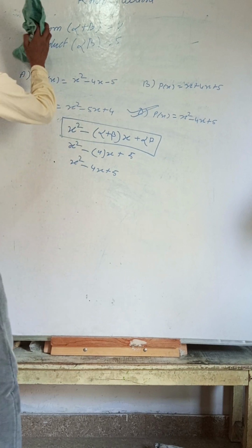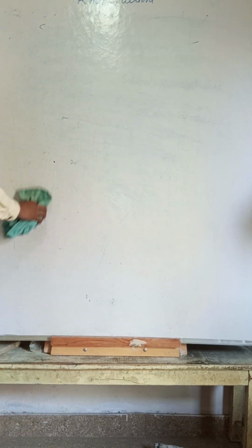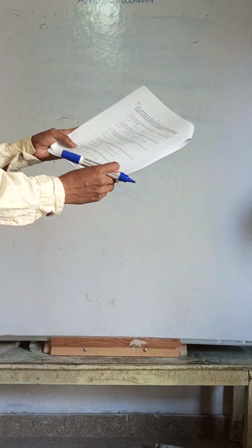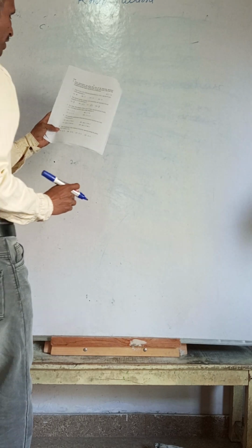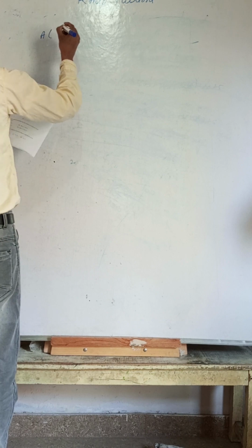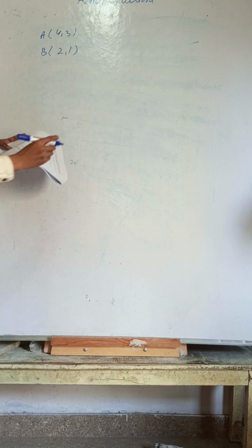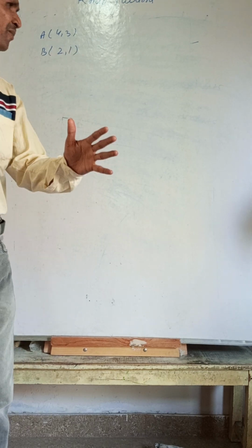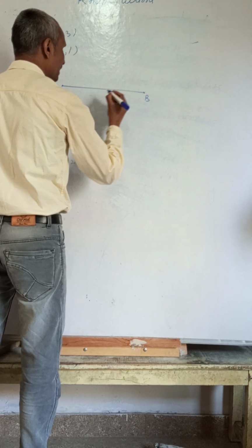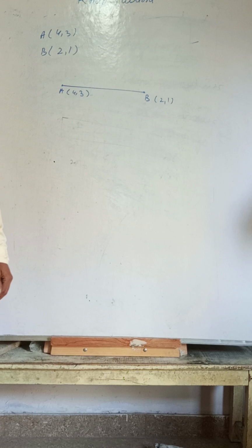Next we are going to the next question, and the question is this. Given the coordinates of the midpoint of the line segment joining the points, it is asked what the midpoint is. A is given as (4, 3), and B is given as (2, 1). You are finding the midpoint. Suppose that it is a line segment, that is A and B. In that, A is (4, 3) and B is (2, 1), and it is asked what the midpoint is.